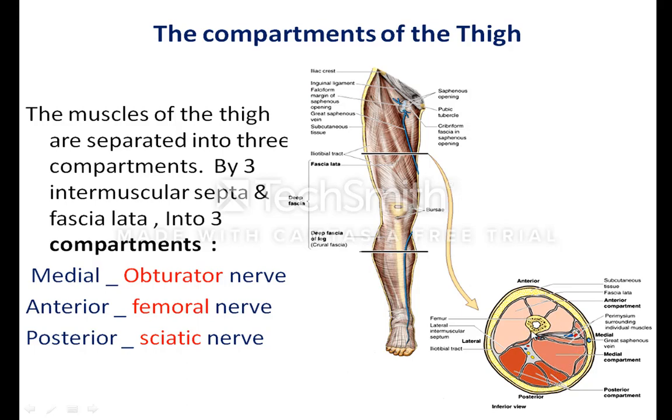This is a cross section through the thigh, showing the femur bone, the skin, the deep fascia, and the intermuscular septum connected to the bone and dividing the thigh into compartments. The anterior compartment is innervated by the femoral nerve. The posterior compartment is innervated by the sciatic nerve, and the medial compartment by the obturator nerve.